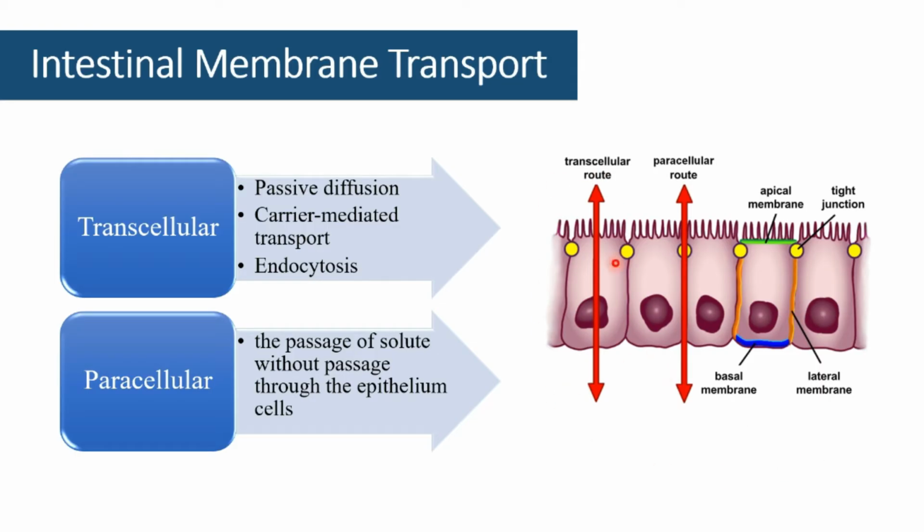And this is the transcellular route, and here is the paracellular route. The paracellular route is the route in between the cells of the membrane, while the transcellular route is the road that goes through the cells of the membrane.